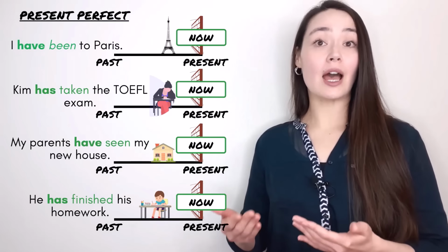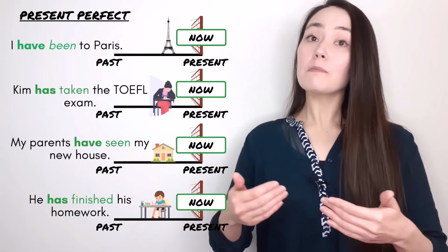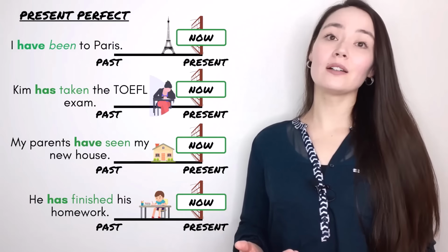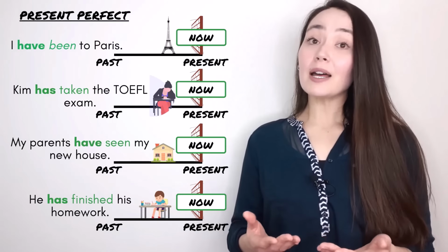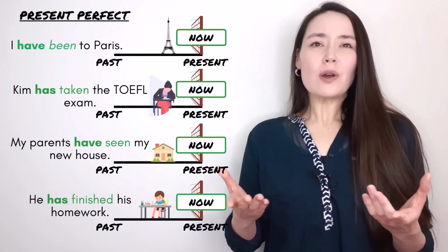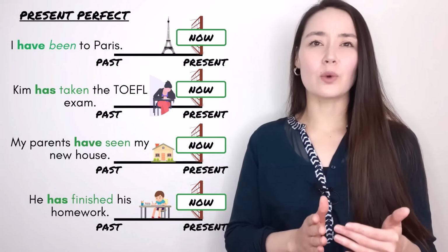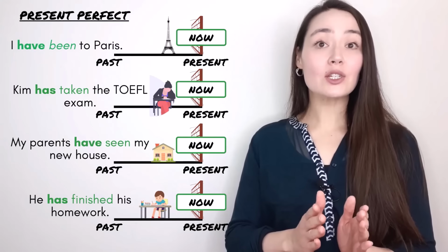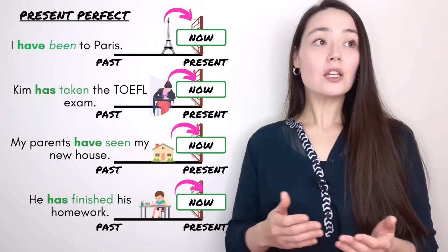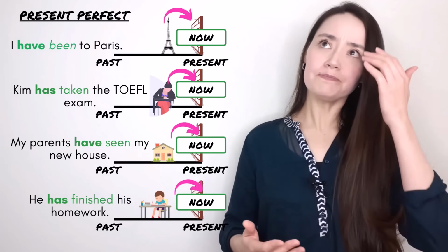All of these actions happened when? Before the present. Do we know specifically when? No. But before now is relevant. What do I mean by that? Before now is relevant. There is a connection between the past action and the present. So let's break this down.